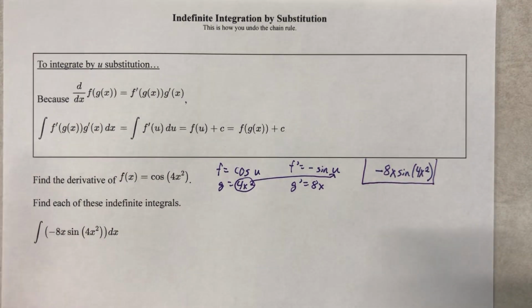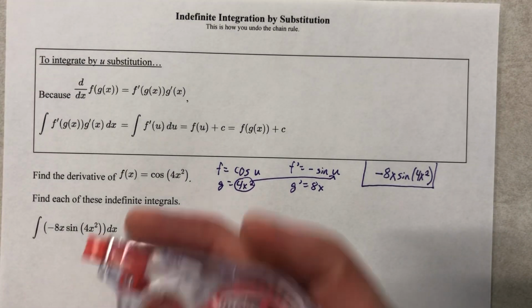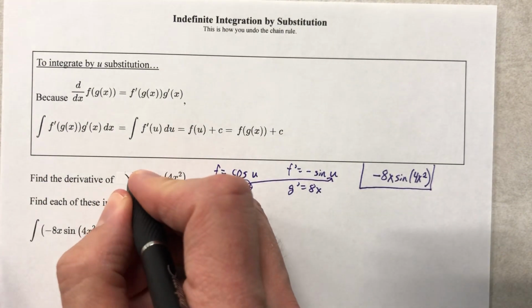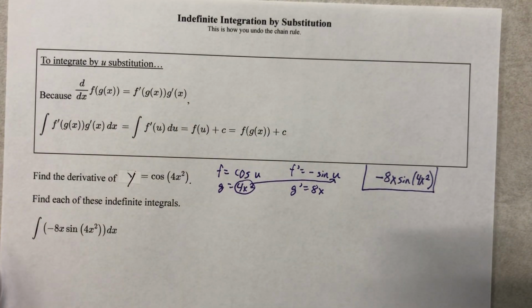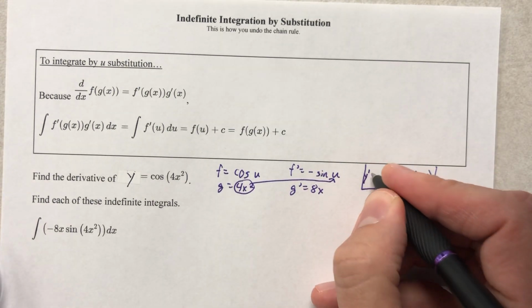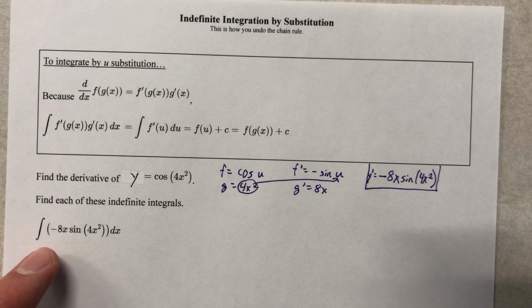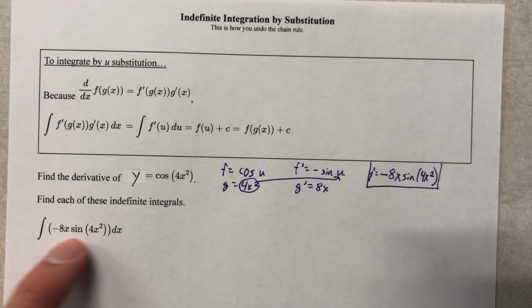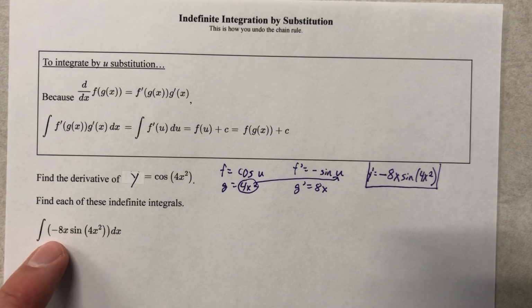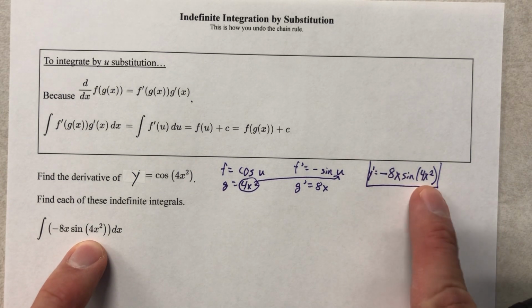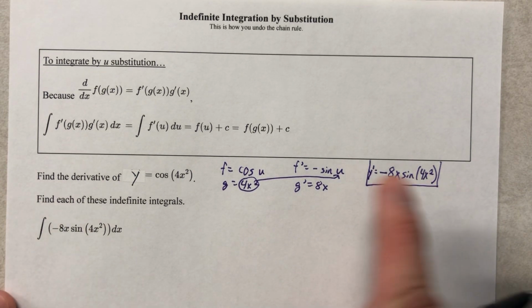So if you wanted to call this, and I'm going to cheat a little bit, you don't have to do this, but if you wanted to call this y, then this would be y prime, okay? So now I'm asking, what is the antiderivative of negative 8x sine of 4x squared? I would simply be moving backwards to this.